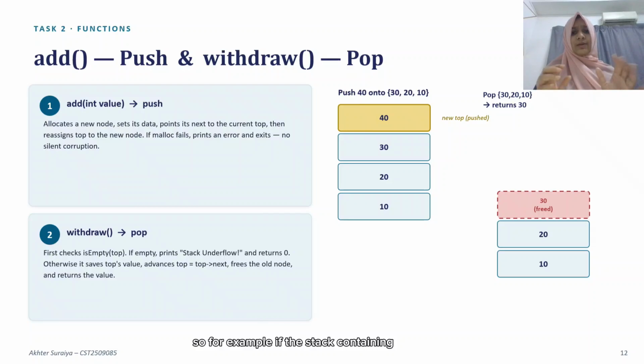For example, if the stack contains 30, 20, 10, withdrawing once removes 30. After that, 20 becomes the new top. We use free because the removed node is no longer needed. This helps prevent memory leakage.